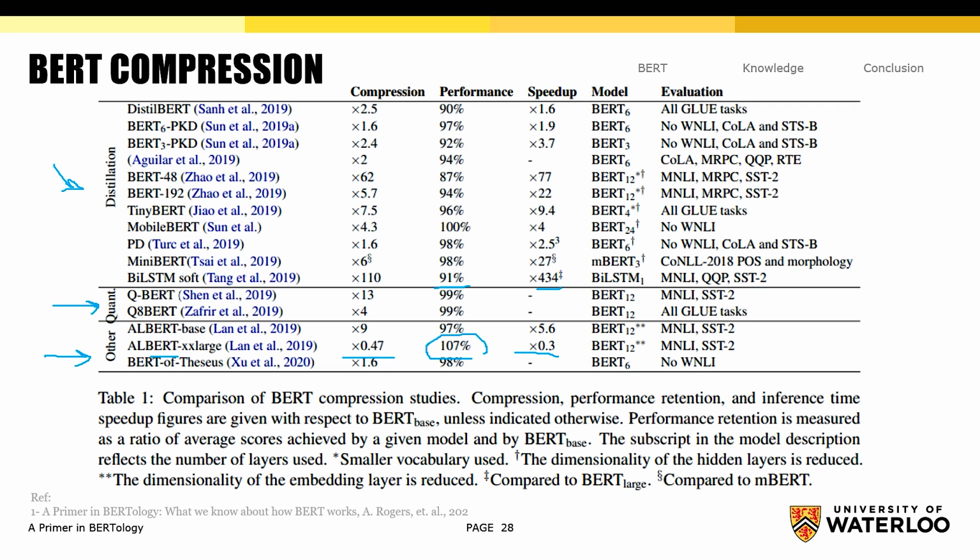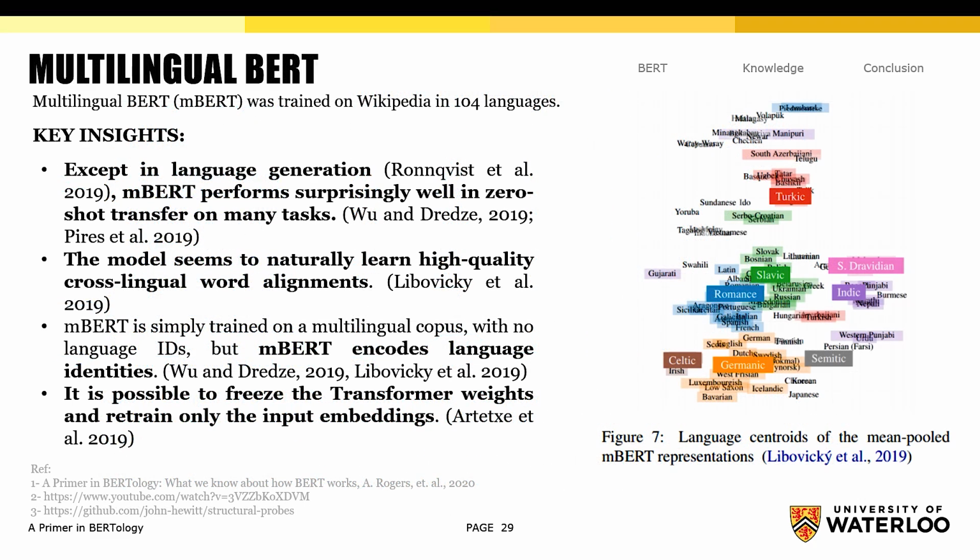As another attempt, some authors also suggest multilingual BERT or mBERT that was trained on Wikipedia in 104 languages. And it seems that the result is very interesting, because although you didn't give the multilingual BERT any idea about the languages, so there were no language IDs in the training procedure, it seemed that multilingual BERT encodes language identities, which is interesting.